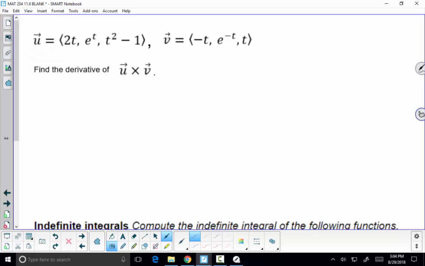Product rule? So we want to find the derivative of this. Okay, so first off, let's write out the formula we're going to use. So U cross V. We just have to be consistent. There are two ways you could write it. The most important thing is that U comes first in both of these. So I'm just going to write this down first. U is going to come first in both of them.